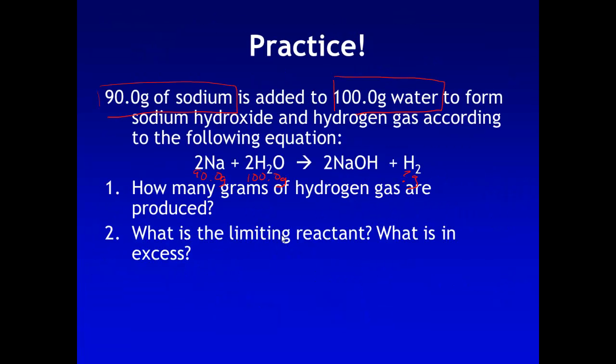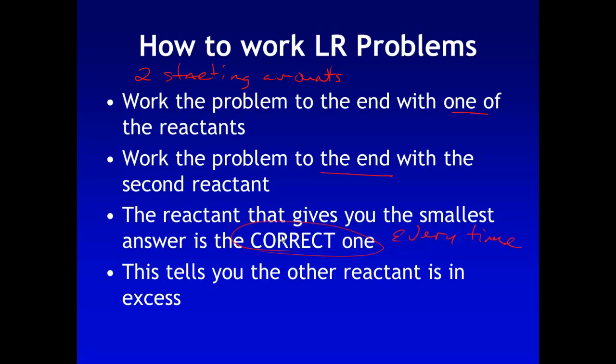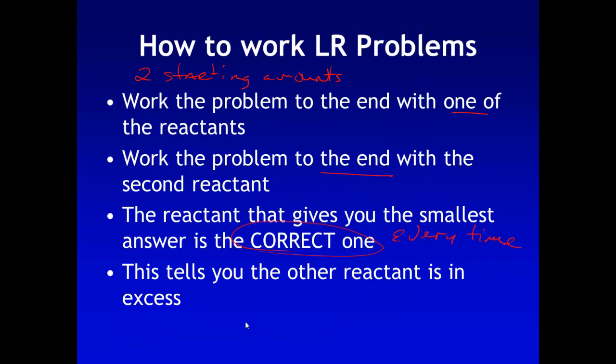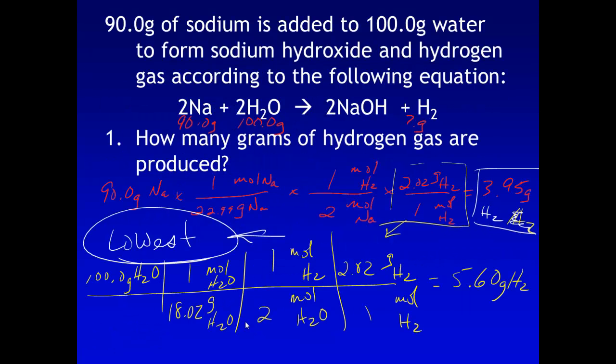If we look back at my peanut butter and jelly example, okay, they sometimes will try and trick you with the wording. They might say, what's the maximum number, given these conditions, the big Costco jars of peanut butter and jelly and 4 slices of bread, what's the maximum number of sandwiches that can be produced? Well, the answer still is 2 sandwiches. Okay, just because I use the word maximum doesn't mean I go for the biggest number. I still can only make 2 sandwiches. So here, if they try and ask you what's the maximum amount of hydrogen that can be produced under these conditions, it's 3.95 grams.